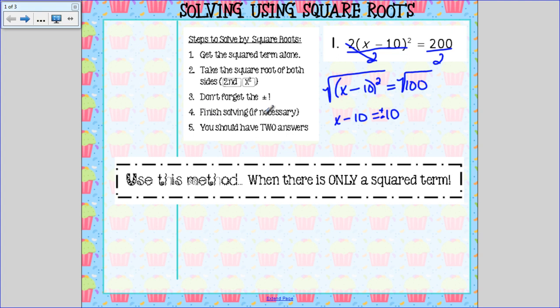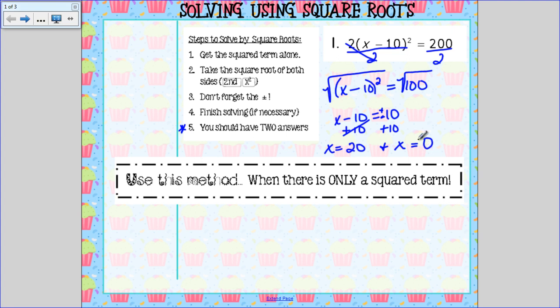The next thing says to finish solving if necessary. Well, we have to here. I've got to get x by itself, so I'm going to add 10. But you have to be careful here. When you add 10, you have to add 10 to positive 10, and you have to add 10 to negative 10, because like it says for number 5, you should have two answers when you're done. So positive 10 plus 10 is 20, and negative 10 plus 10 makes 0. My two solutions to this problem are x equals 20 and x equals 0.